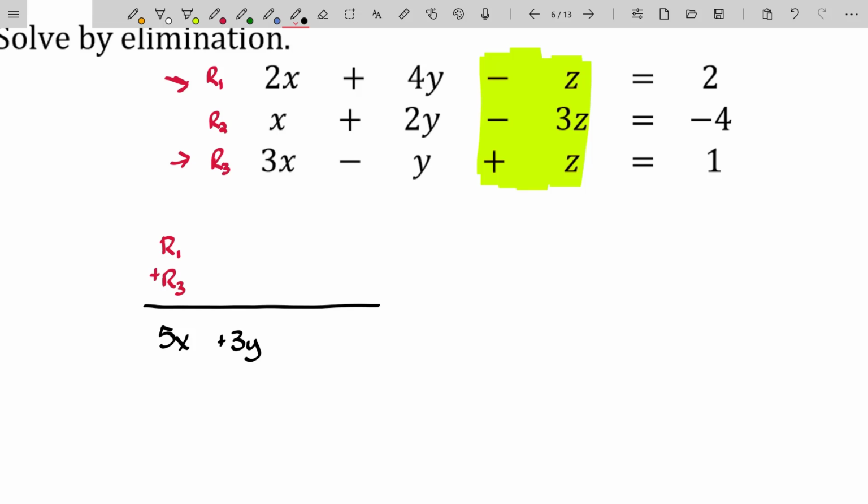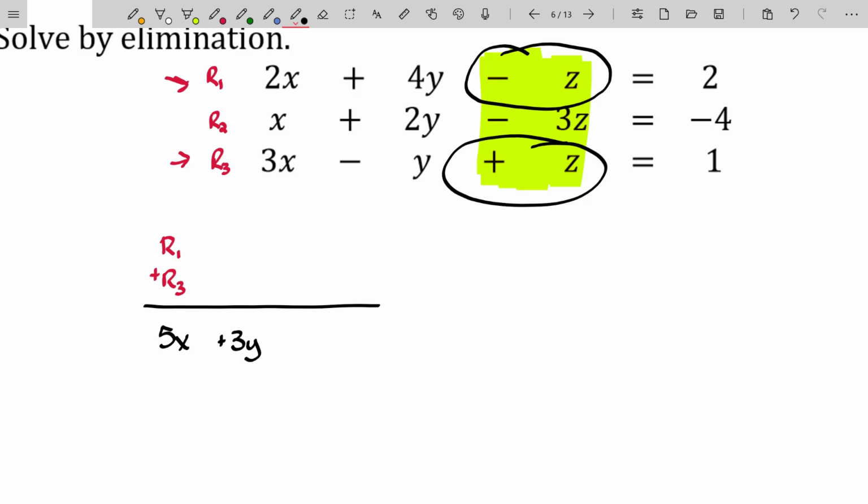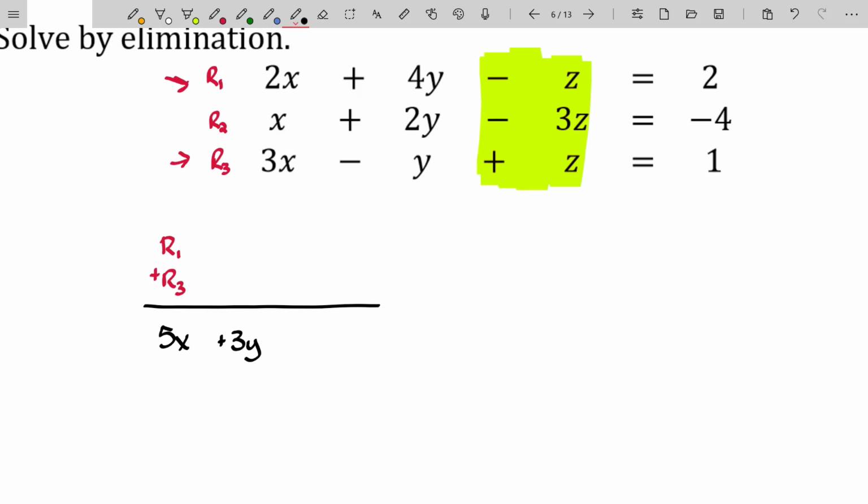And you'll have a negative z plus a positive z, so they cancel beautifully. And then finally equals 2 plus 1 or 3. So that should remind you of that. And then you choose a different combination of rows to go ahead and kill off z again.